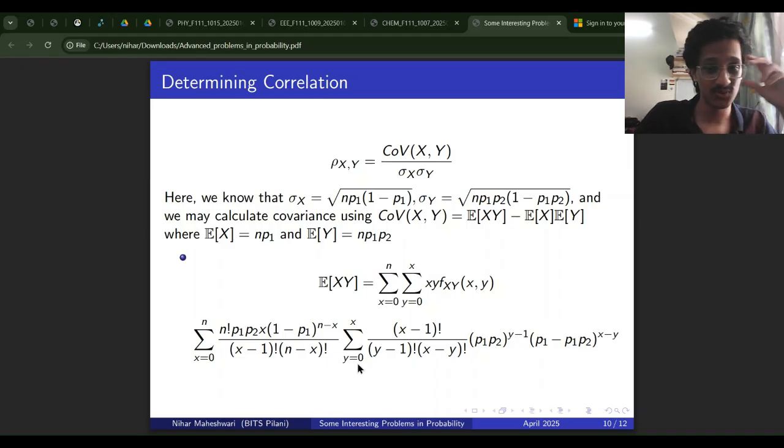So now you notice again that look over here, and ta-da, you again have a binomial expansion. Namely, you have the binomial expansion of p1 p2 plus (1 minus p1 p2) whole raised to power of x minus 1. You'd think it's x, but you would be incorrect. It's actually x minus 1.